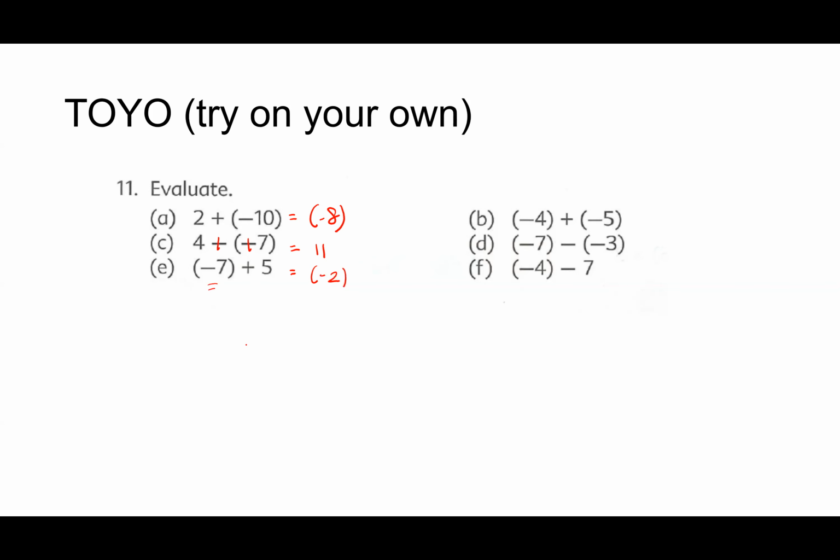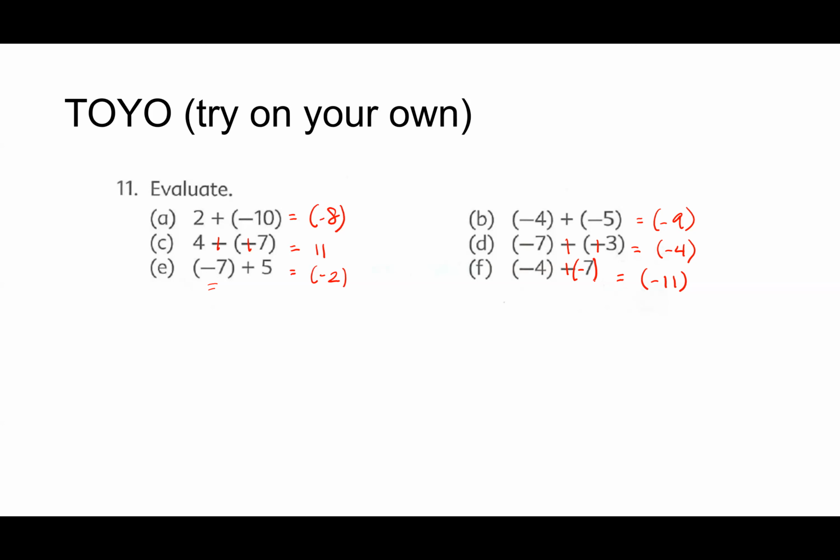Okay. Negative 4 plus negative 5. Negative 9. Great. Yep. Negative 7 minus negative 3. Perfect. Could copy plus opposite that. Negative 4 minus 7. Negative 11. So copy plus opposite: negative 4 plus negative 7 is how we would do that.